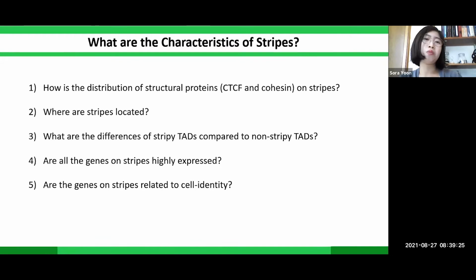Using these stripes, now we can systematically analyze them. So from now on, I will show you some data about these five questions regarding the stripes. The first one is, how is the distribution of the structural proteins on the stripes? The second question is, where are the stripes located? And third, what are the differences of the stripy compared to the non-stripy? And fourth is, are all the genes on the stripe highly expressed? And the last question is, are the genes on the stripe related to cell identity determination?